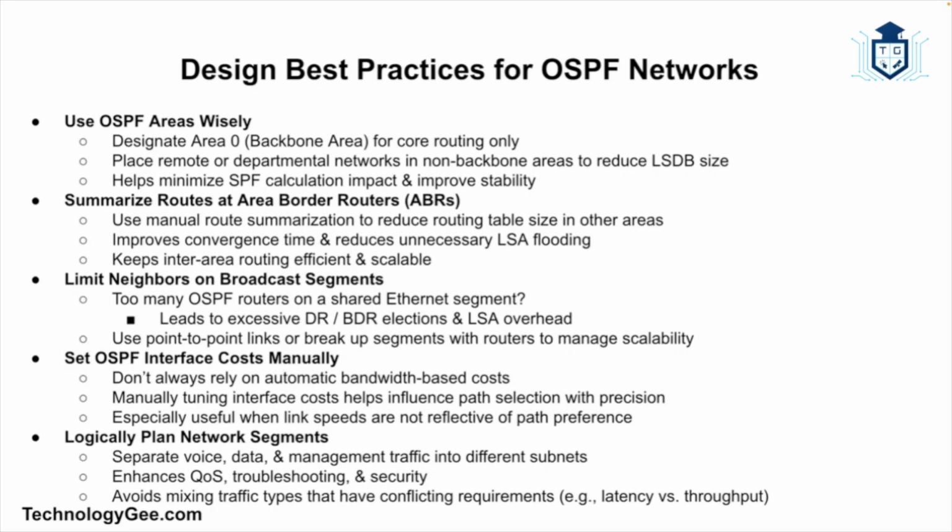All right, so let's talk about some design practices for OSPF networks. So if you want your OSPF network to be rock solid, then go ahead and follow these tips. You want to use areas wisely. So do not put everything in area 0 unless it's a very small network. Always summarize routes at the ABRs because this keeps routing tables small. Avoid too many neighbors on a broadcast segment. So use point-to-point links or reduce the DR/BDR elections. You want to set your interface costs manually for better control. You want to plan your network logically. So basically, do not mix voice, data, and management on the same segment.